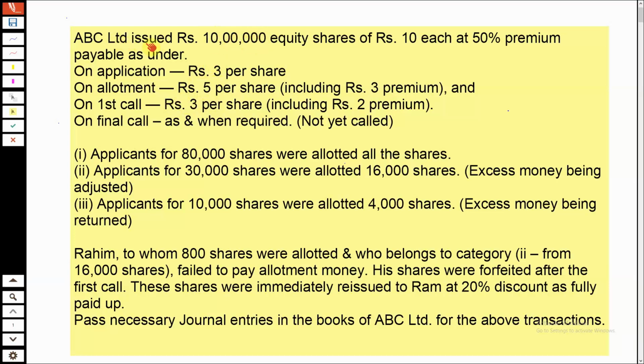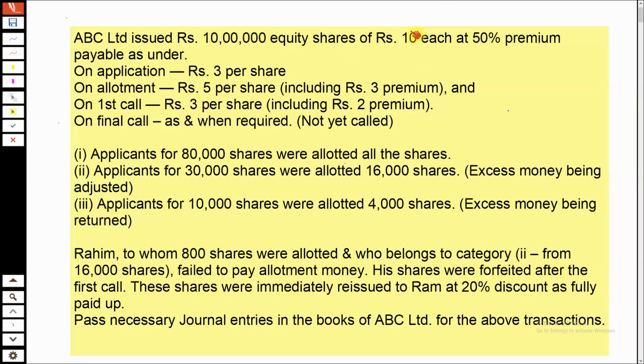So here we go. Company issued rupees. Now when the word rupees is there, it means these are not the number of shares. This is the total face value. So rupees 10 lakh shares of rupees 10 each. It means rupees 10 lakh divided by 10 will give you 1 lakh shares. It means company will issue 1 lakh shares at 50% premium.